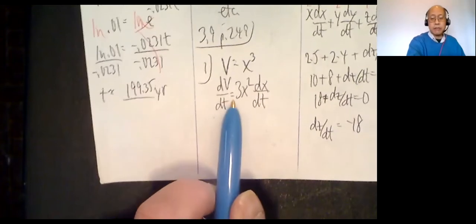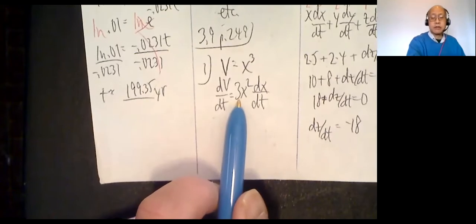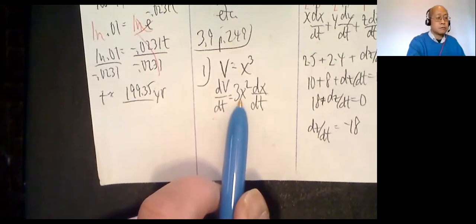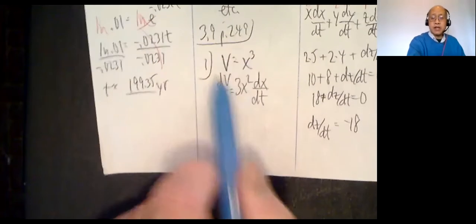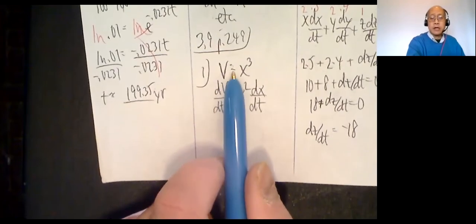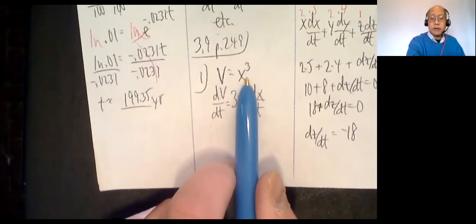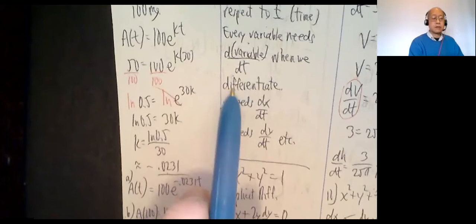Right, now, granted, that's only problem 1, and that seemed pretty easy, but don't worry, they get much harder later on down the line. So you have to have an equation. Either you are given an equation or you have to come up with the equation. And then every letter, when you differentiate, every variable needs a d variable dt.